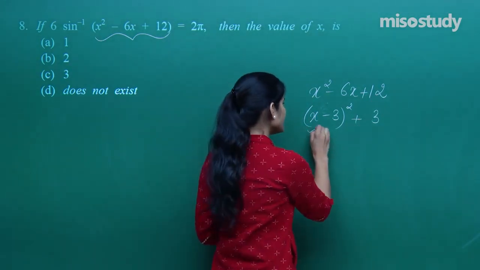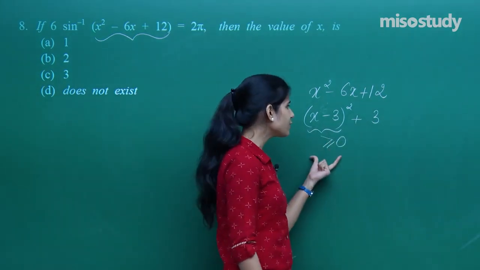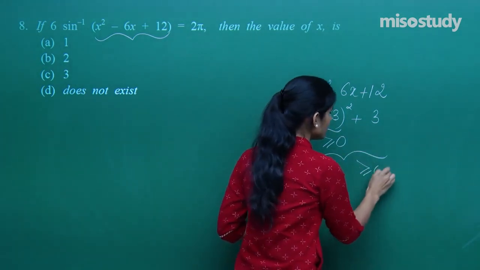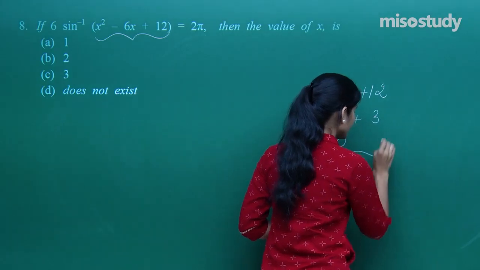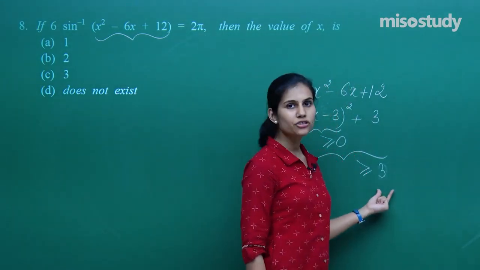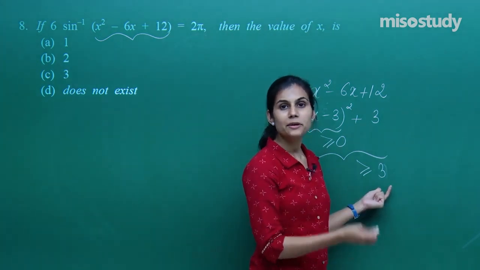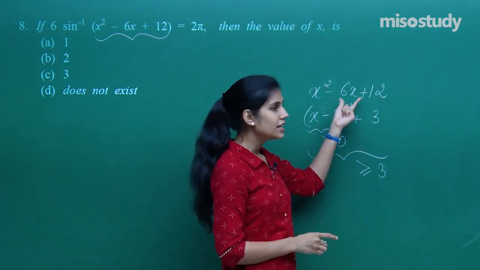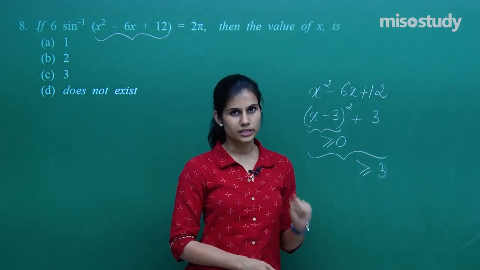Now this quantity is always non-negative, right? In a non-negative quantity, when I add a positive quantity, obviously this is also non-negative, but in fact it is greater than or equal to 3. Minimum it can be 3, maximum it can be anything. That means this quantity for no real number x is lying in the -1, 1 closed interval.